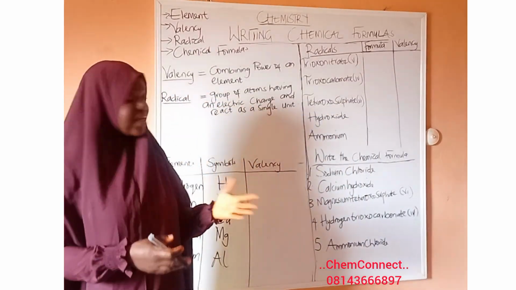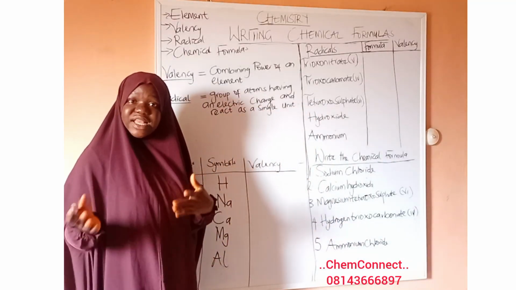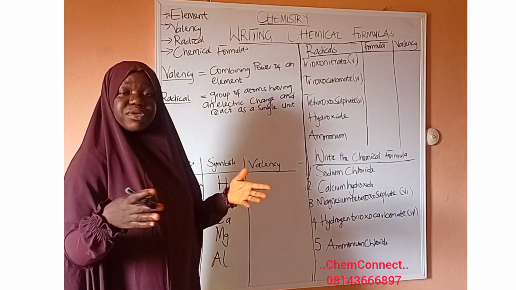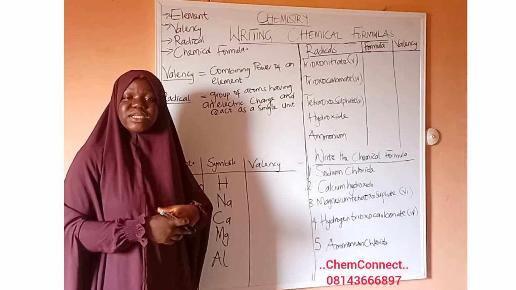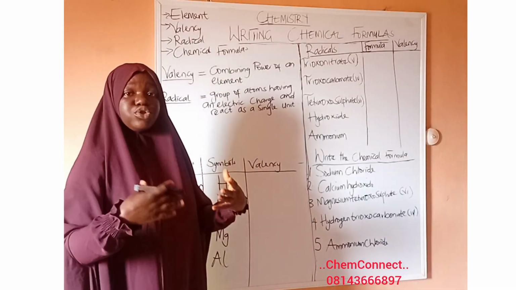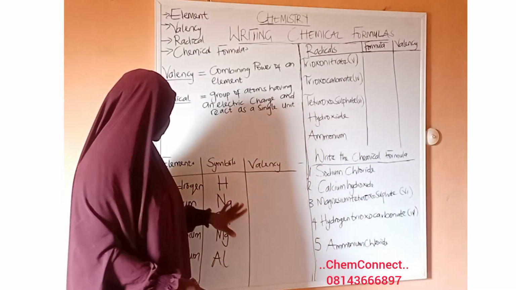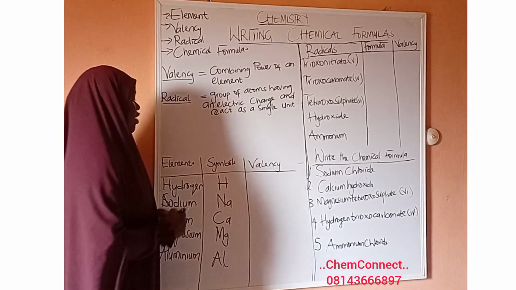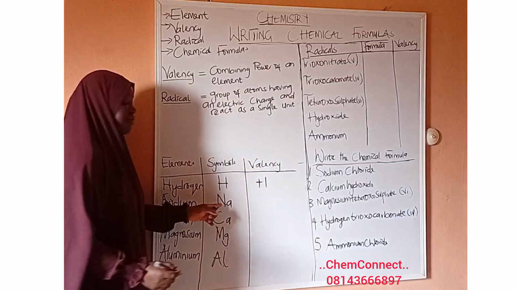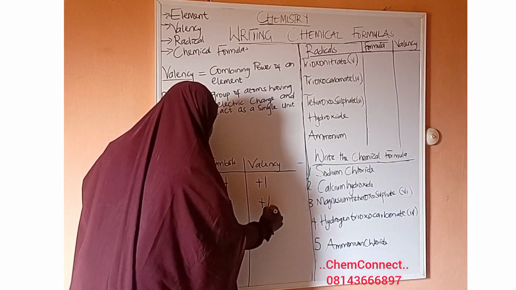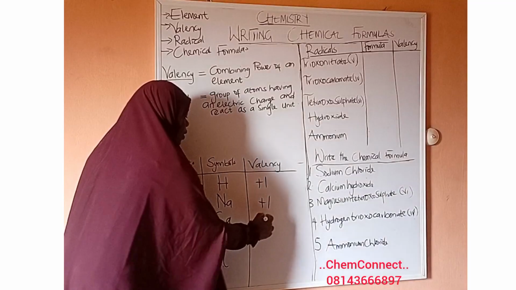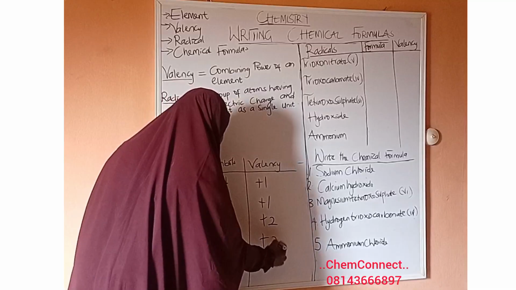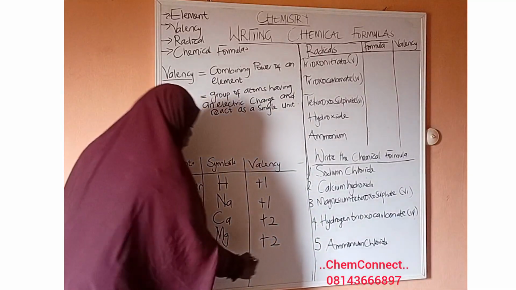How do you get to know the valency of an element? Some valency can be equal to the valence electron. Valence electron means the electron at the outermost shell of an element. There are ways in which you can know the valency of an element. For this, we'll take the valency of the elements written here. Valency for hydrogen is +1. Valency for sodium is also +1. Valency for calcium, +2. Valency for magnesium, +2. Valency for aluminium is +3.